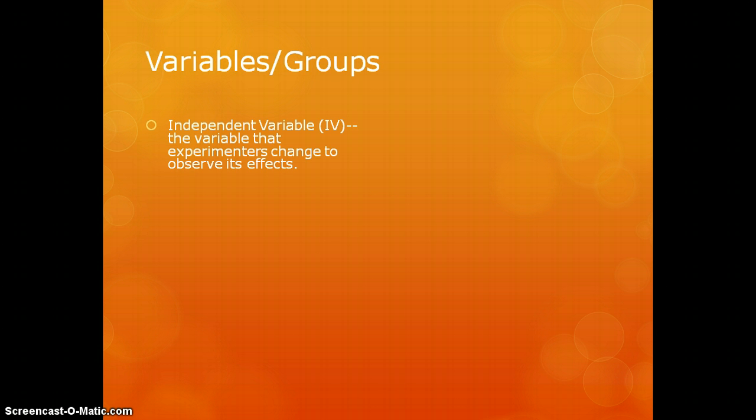So in an experiment, there are independent variables as well as dependent variables. The independent variable, which can also be abbreviated IV, is the variable that experimenters change to observe its effects. And I'm going to give you an example here in a moment, so don't worry if you're confused. The dependent variable is the variable that experiences changes caused by the other variable.